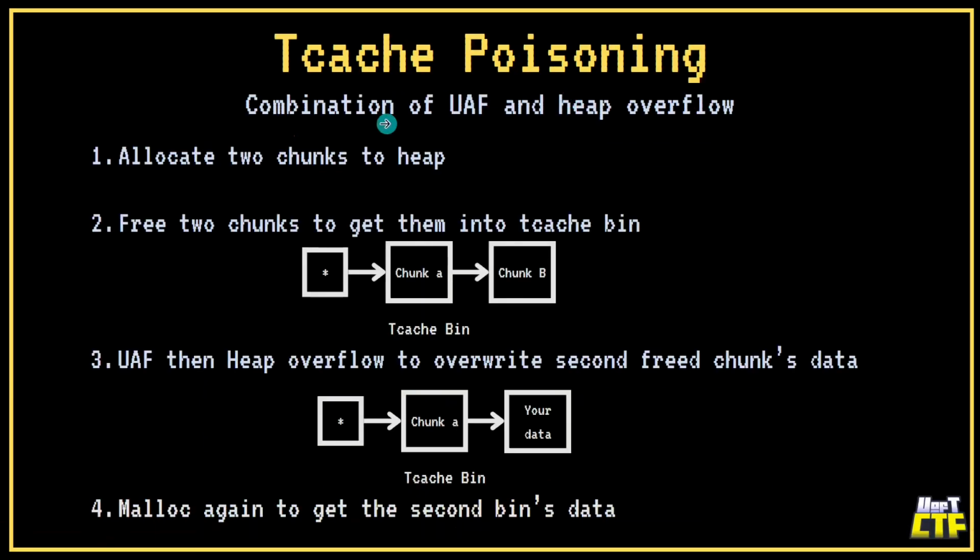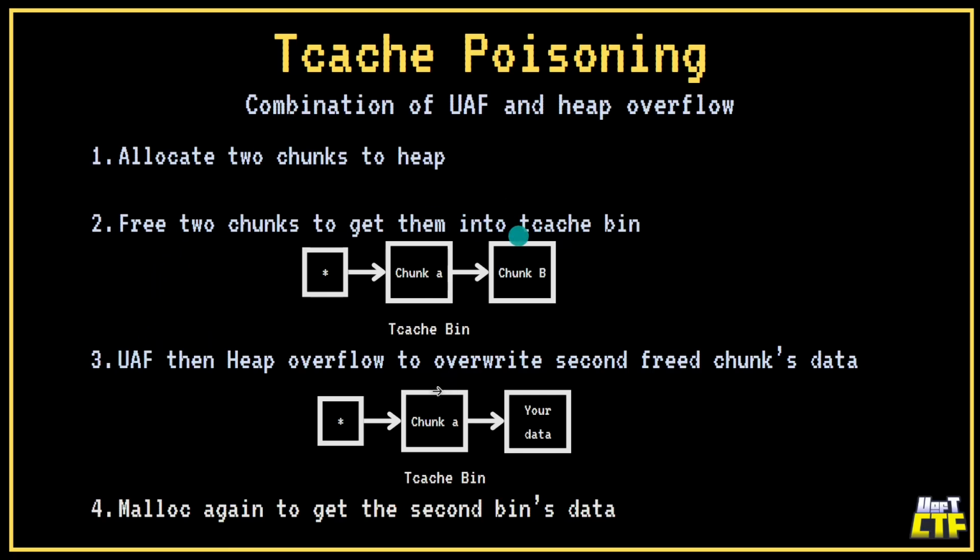And so okay, now we're going to talk about tcache poisoning, which is a pretty common exploit. Sorry, it's a combination of use after free and heap overflow. The idea is that you want to be able to get an address anywhere you want and have access to that address, or not even an address, just any single data, like arbitrary writes, pretty much. What you can do is allocate two chunks to the heap. Then you free the two chunks and you get them into the tcache bin. Then you do a use after free.